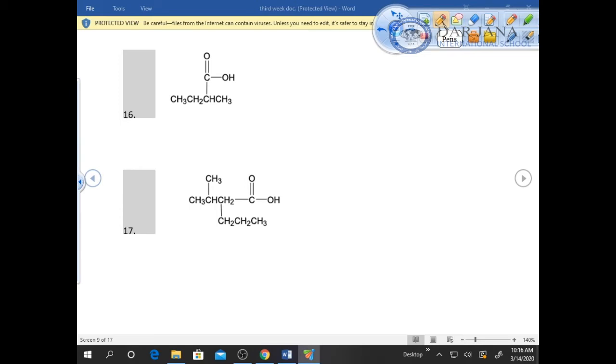Number 16 is also a carboxylic acid. The name of this compound is 2-methyl butanoic acid. Why? Because start numbering from this carbon 1, 2, 3, 4. So this is the methyl group on carbon number 2. So the name is 2-methyl butanoic acid.